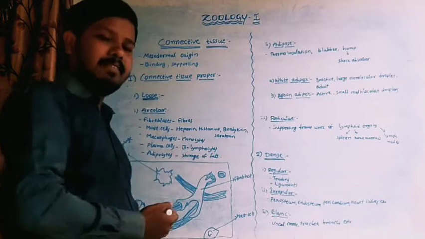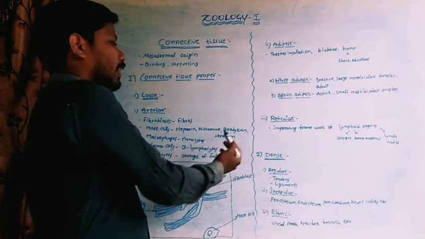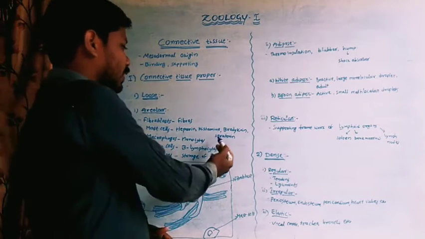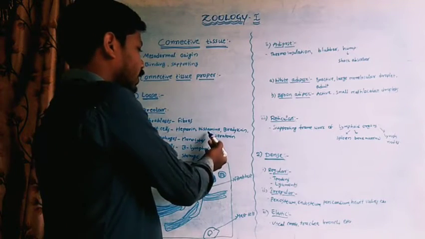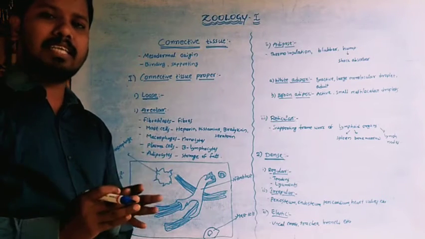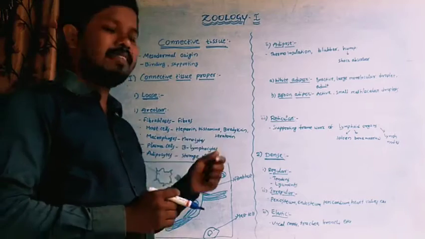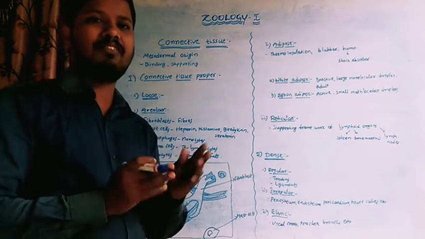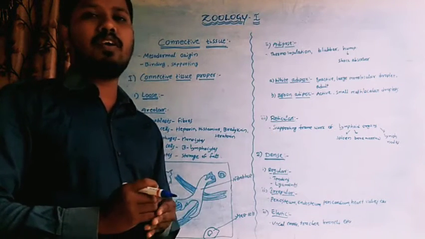Heparin is an anticoagulant factor. Histamine and bradykinin are vasodilators. Serotonin causes vasoconstriction. These vasodilators cause inflammation when a tissue is injured.